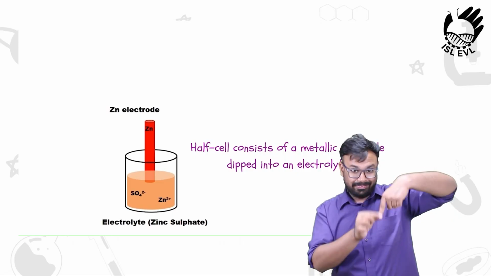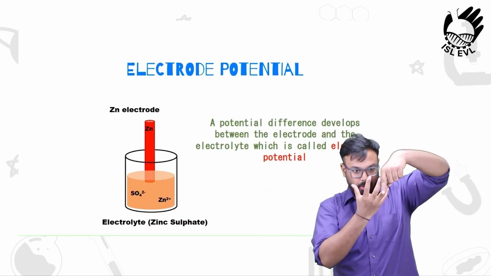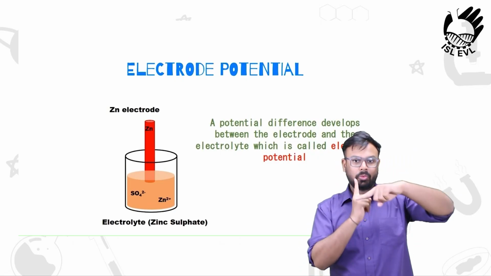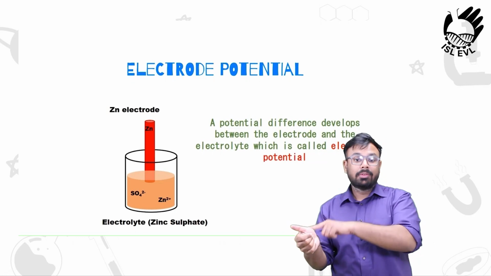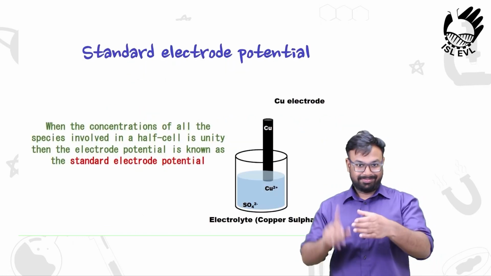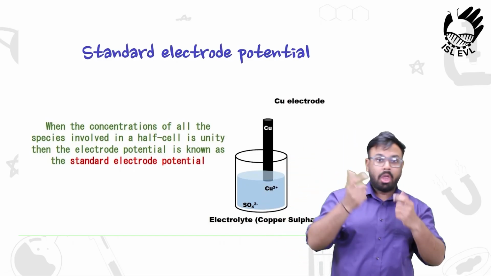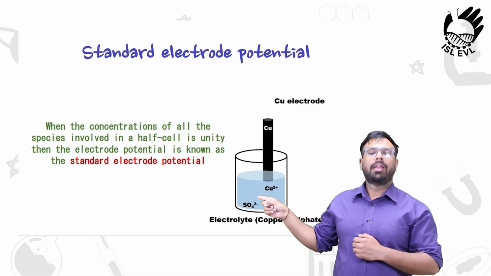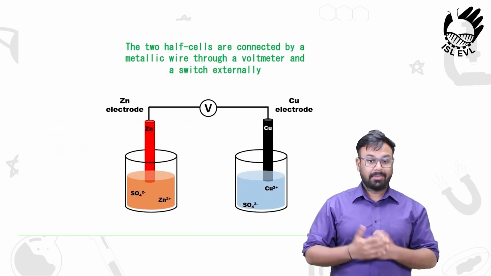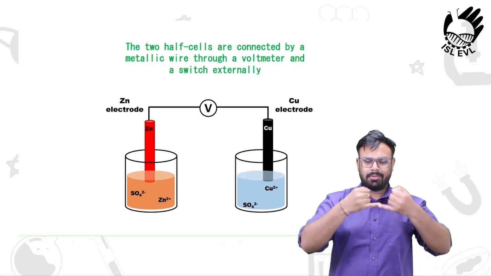Next one is electrode potential. A potential difference develops between the electrode and the electrolyte is called electrode potential. Standard electrode potential is described here, followed by electrode potential. When the concentration of all the species involved in the half cell is unity, then the electrode potential is known as standard electrode potential. In a galvanic cell setup, two half cells are connected by a metallic wire through voltmeter.